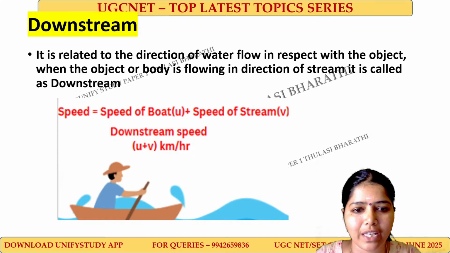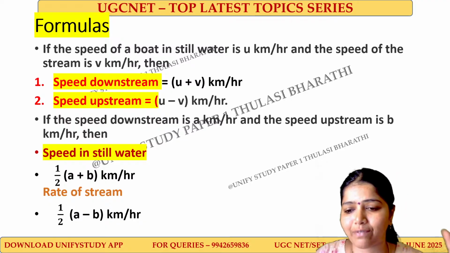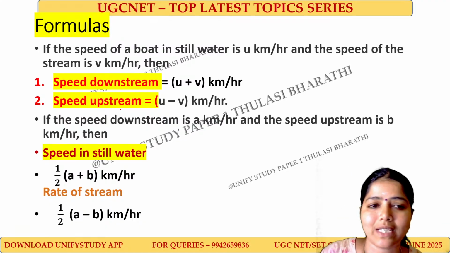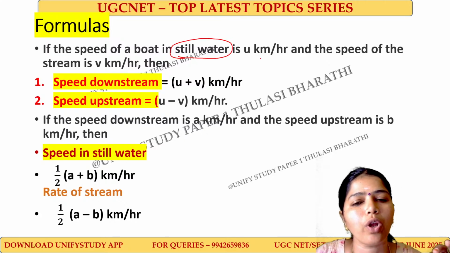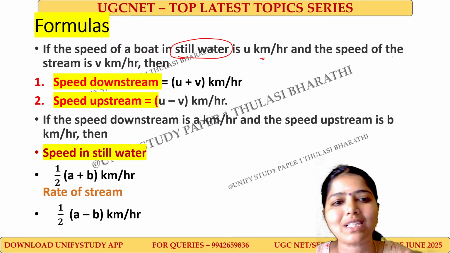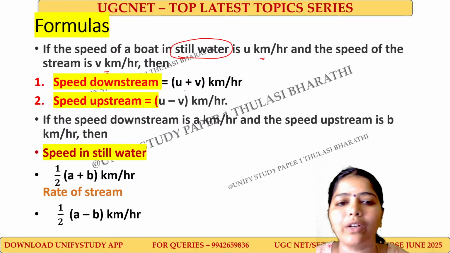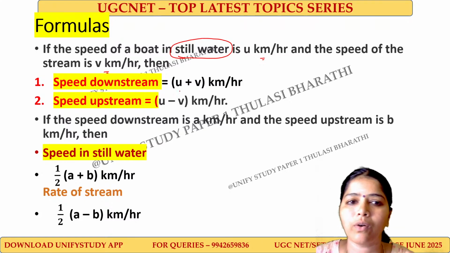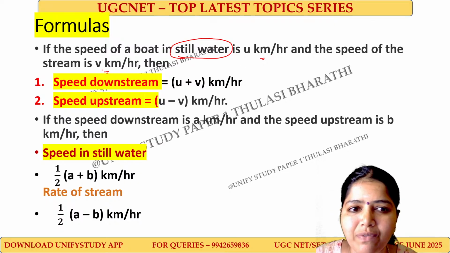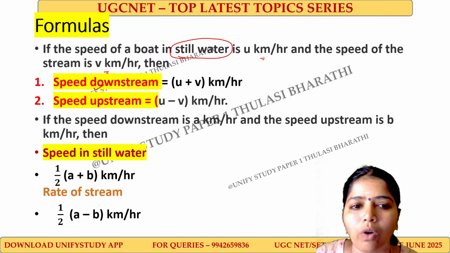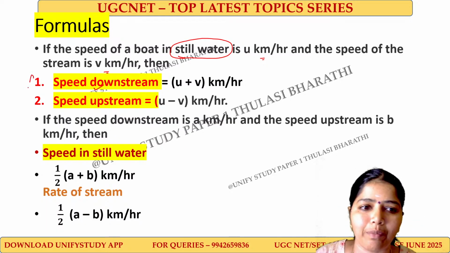Here I have given the representation of all those things. You can just note down. These are the formulas that we have to remember for this boats and streams problem. If the speed of the boat in still water is u kilometer per hour and the speed of the stream is v kilometer per hour, then the speed of the downstream is equal to u plus v kilometer per hour, and upstream means u minus v. This is one formula that you have to remember.